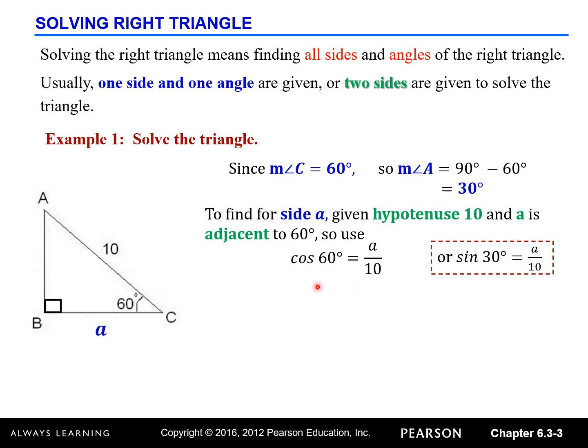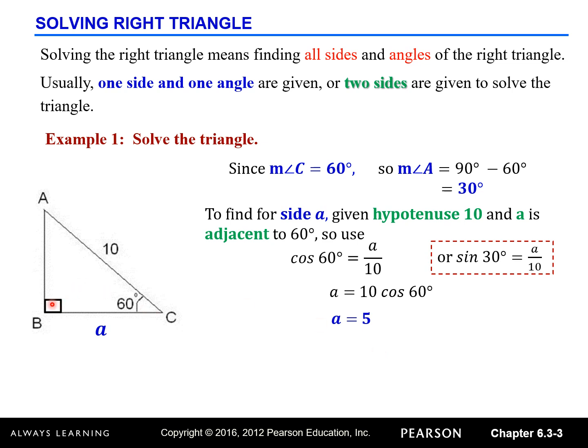If we continue with the equation for cosine 60 degrees, we can cross multiply to find A. So A is equal to 10 times cosine 60 degrees. Make sure that your calculator is in degree mode, press cosine 60 degrees multiplied by 10, and it will give you A is equal to 5.